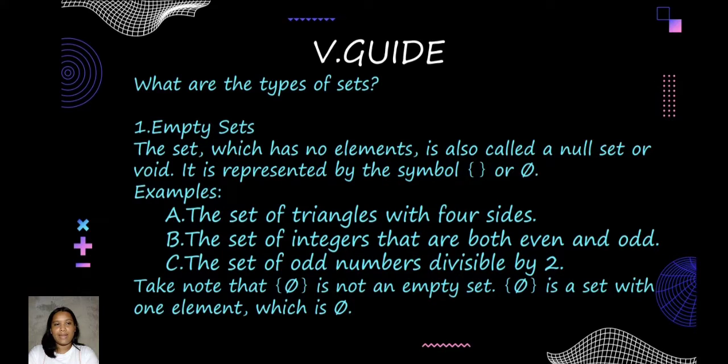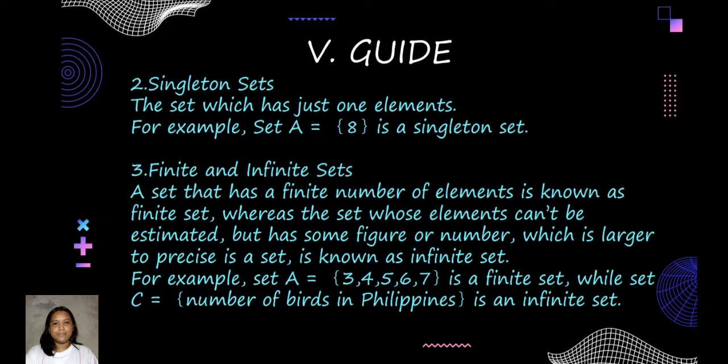Take note that the symbol is not an empty set. The symbol is a set with one element, which is the symbol. Second, singleton sets. The set which has one element. For example, set A equals curly bracket 8 curly bracket close is a singleton set.